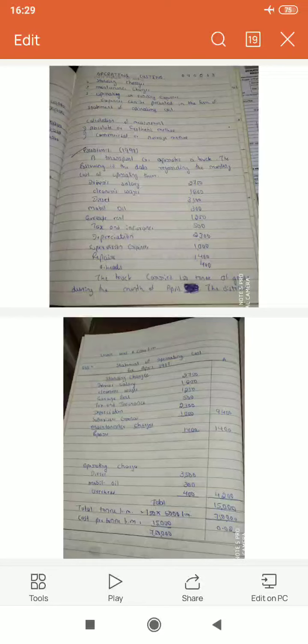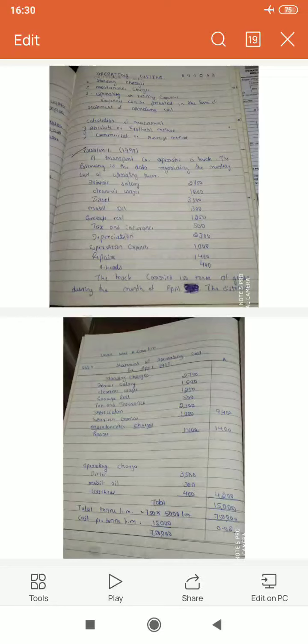Therefore, the total ton kilometer would be 7,50,000. How or why is it 7,50,000? Because 5,000 kilometers distance covered during that month multiplied by 150 tons on an average per every kilometer covered. Therefore, 7,50,000 is the total ton kilometers covered by that truck.